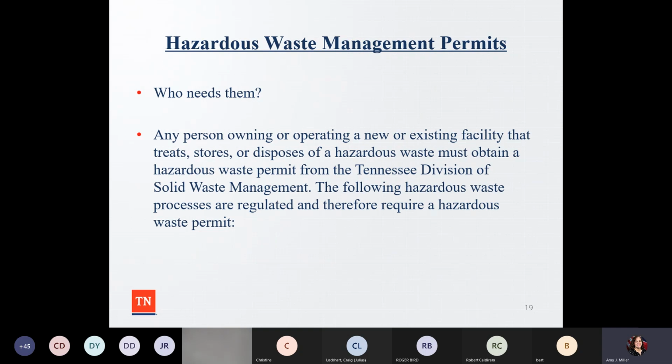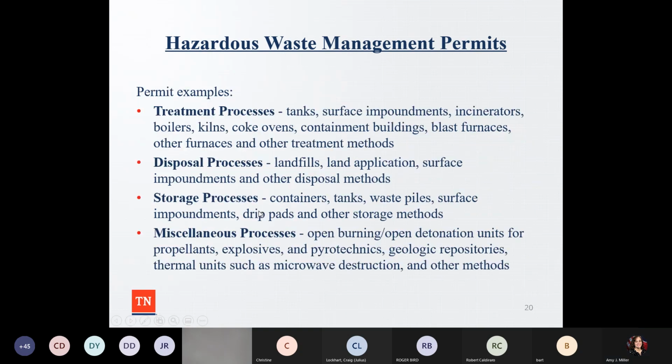So the next one, we're going to talk about hazardous waste management permits, right? Who needs them? Any person owning or operating a new or existing facility that treats, stores, or disposes of hazardous waste must obtain a permit from TDEC's Division of Solid Waste Management. And then there are certain processes that are regulated and require a permit.